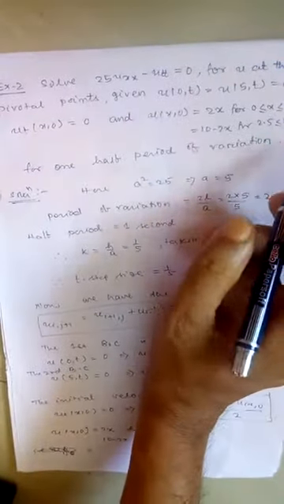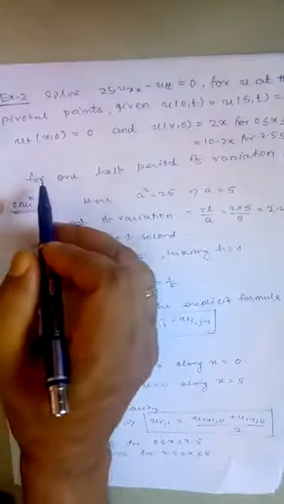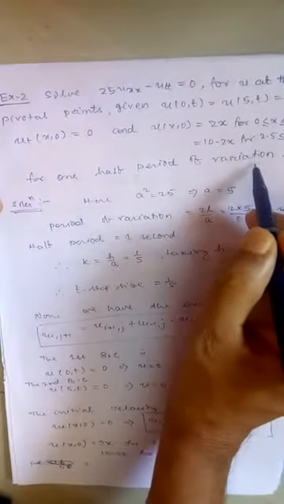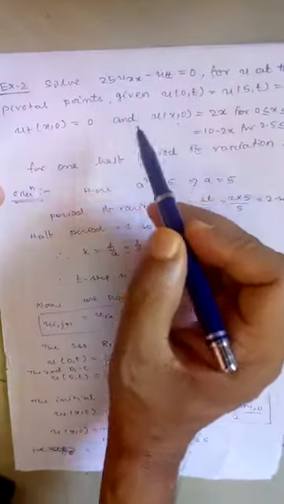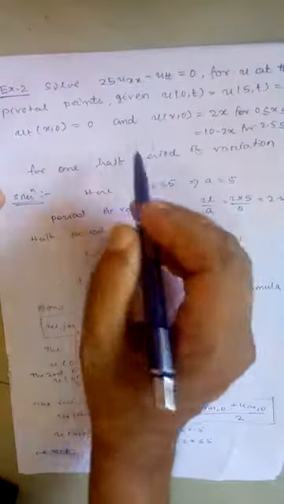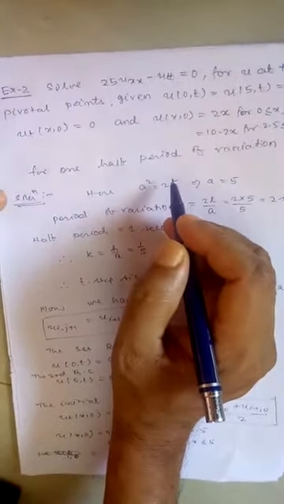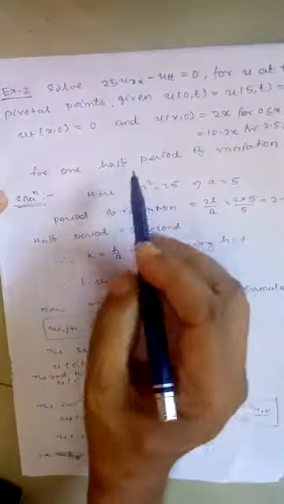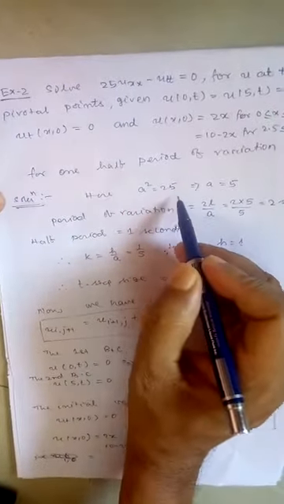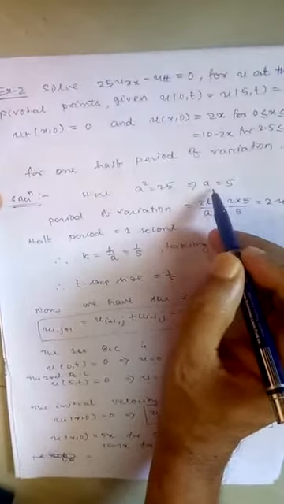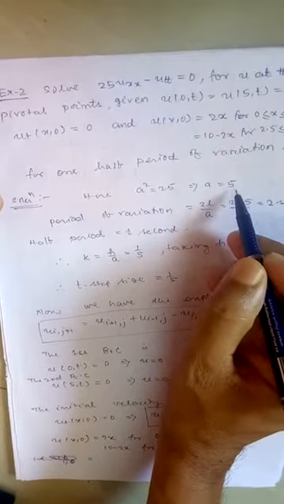Discrete boundary condition it is given, so for half period of the variation. So let us compare this one with the standard wave equation u_tt = a² u_xx. We have a² = 25 and that implies a = 5.